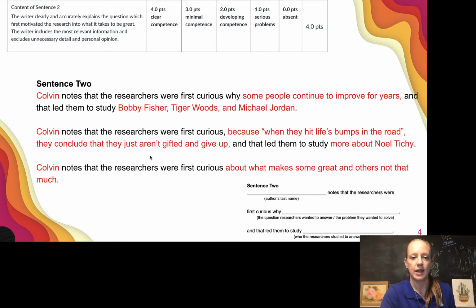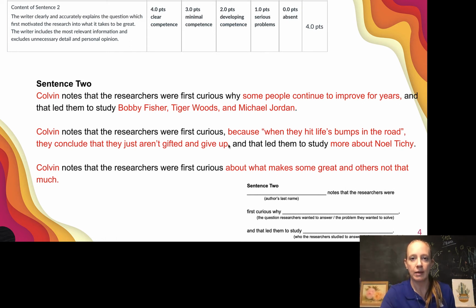So let's take a look at the second one. Colvin notes that the researchers were first curious because when they hit life's bumps in the road and conclude that they just aren't gifted and give up, and that led them to study more about Noel Tichy. This one's interesting because if you know the article as well as I do, and as well as I hope you do, you know that this is not someone that they studied in order to learn about greatness. This is one of the researchers. And you'll know that this is actually word for word from the article.